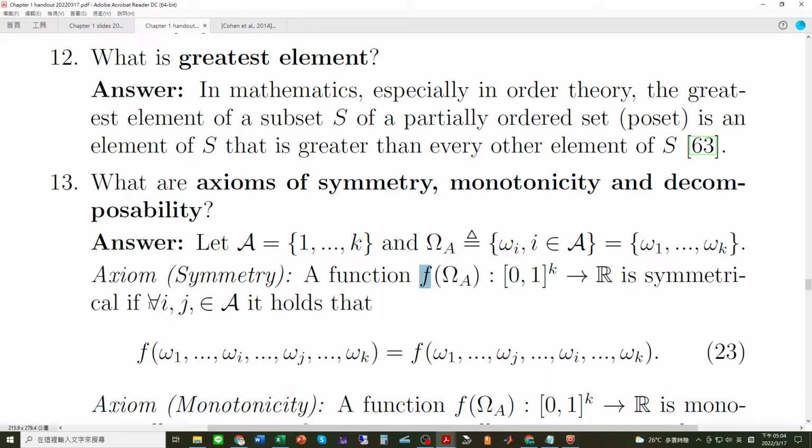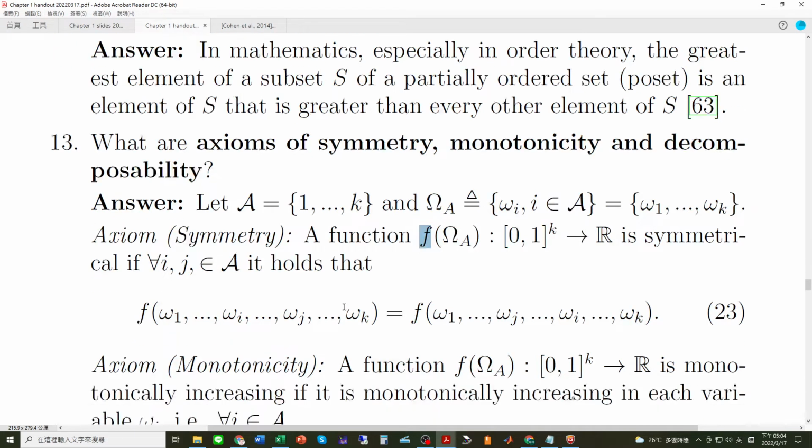It is symmetrical if for all i, j in A, it holds that f of ω_1 to ω_i to ω_j to ω_k is equal to f of ω_1 to ω_j to ω_i to ω_k. That is, if you exchange the order of any two variables, ω_i and ω_j, among all variables, the value of the function will remain the same.